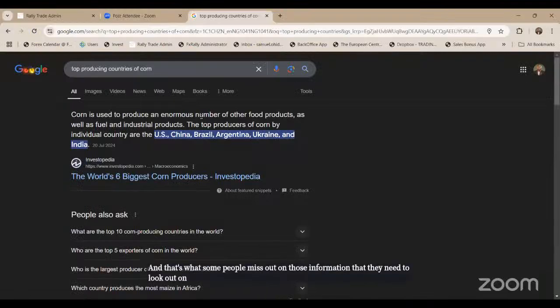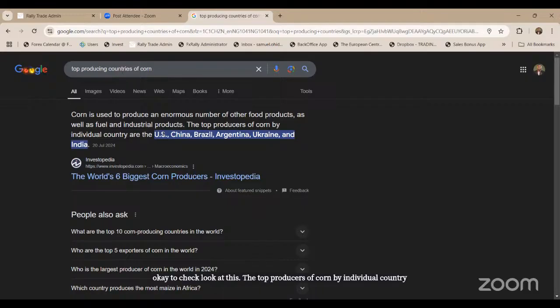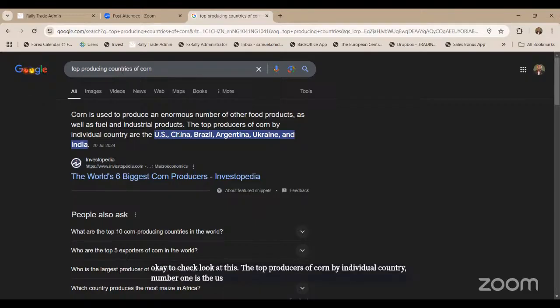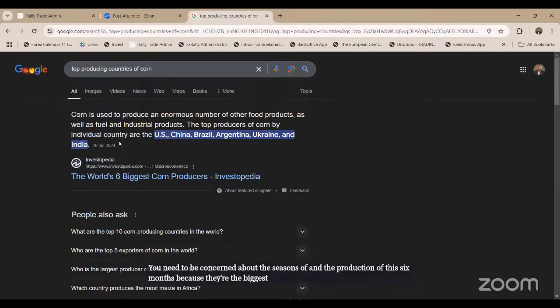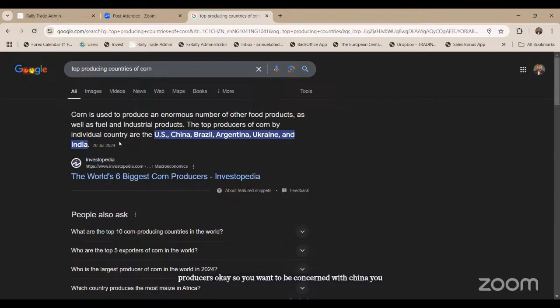Okay, look at this. The top producers of corn by individual country. Number one is the US. Number two is China, then Brazil, Argentina, Ukraine, and India. So you have US, China, Brazil, Argentina. When you're talking about the seasons, you need to be concerned about the seasons and the production of these six, because they're the biggest corn producers. So you want to be concerned with the US, with China, with Brazil, with Ukraine, with Argentina also.